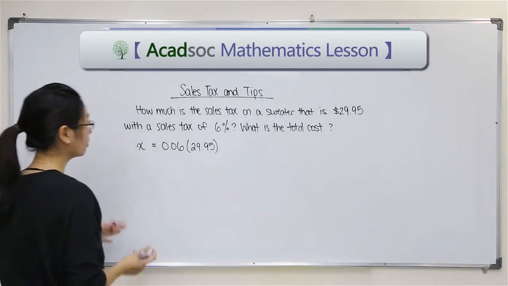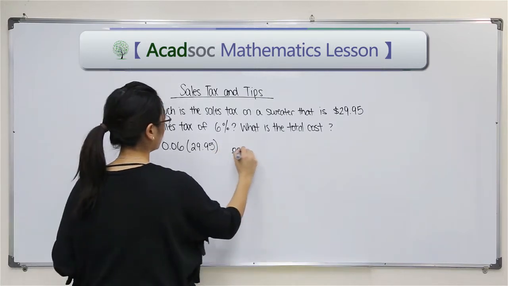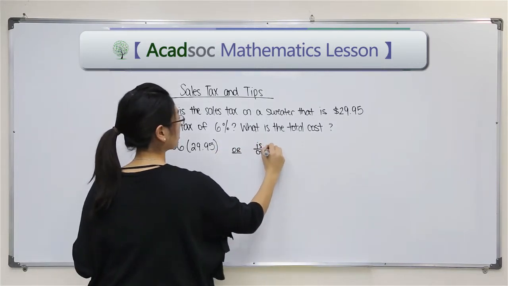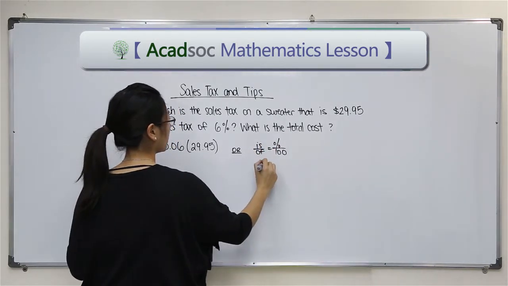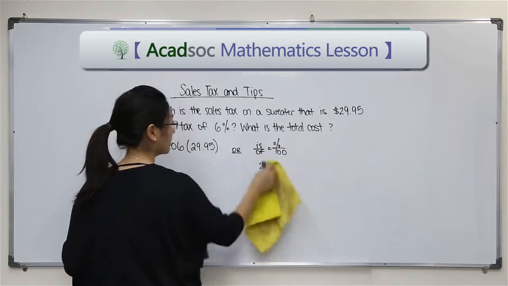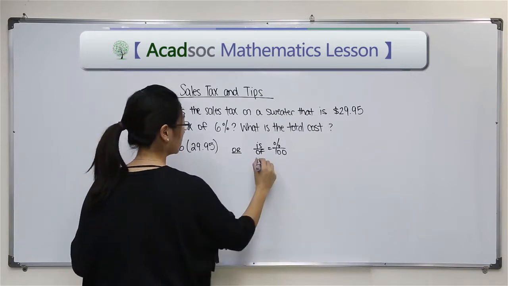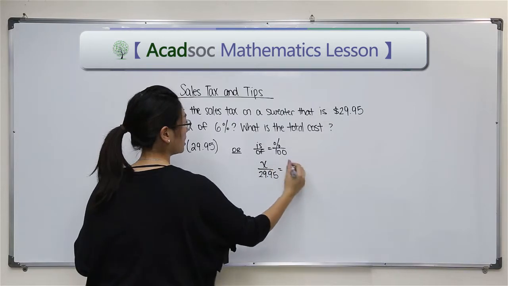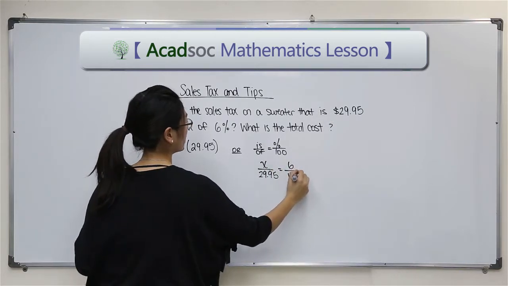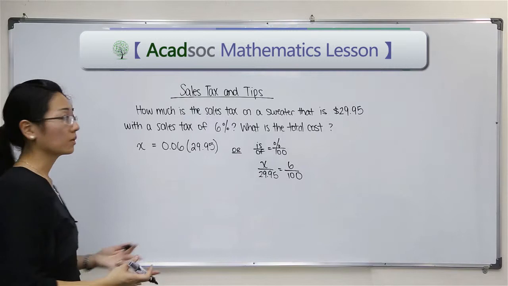If you prefer using the proportion, you could have set it up: is over of equals percent over 100. You could say, 29.95 is the of, and we don't know what the is. So X over $29.95 is equal to 6 over 100. Either method works, so depending on what you like.